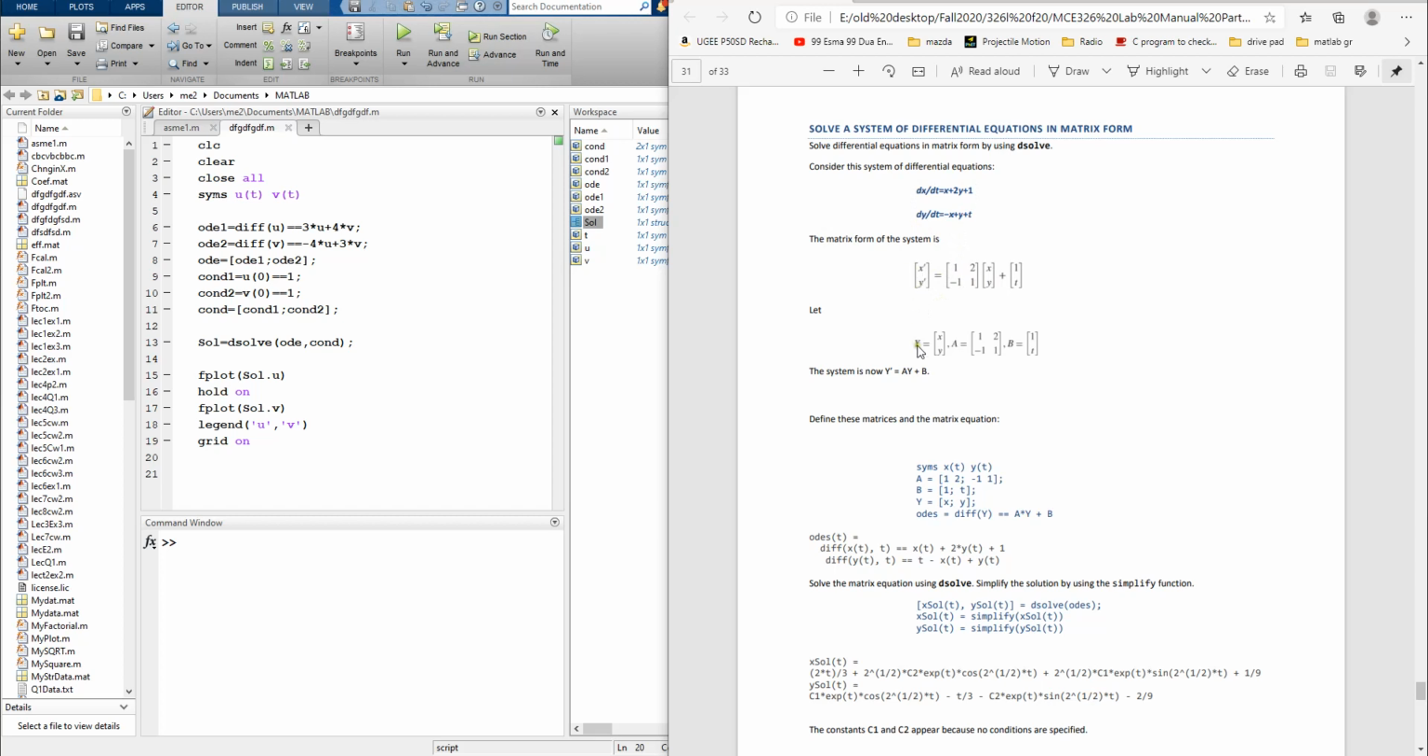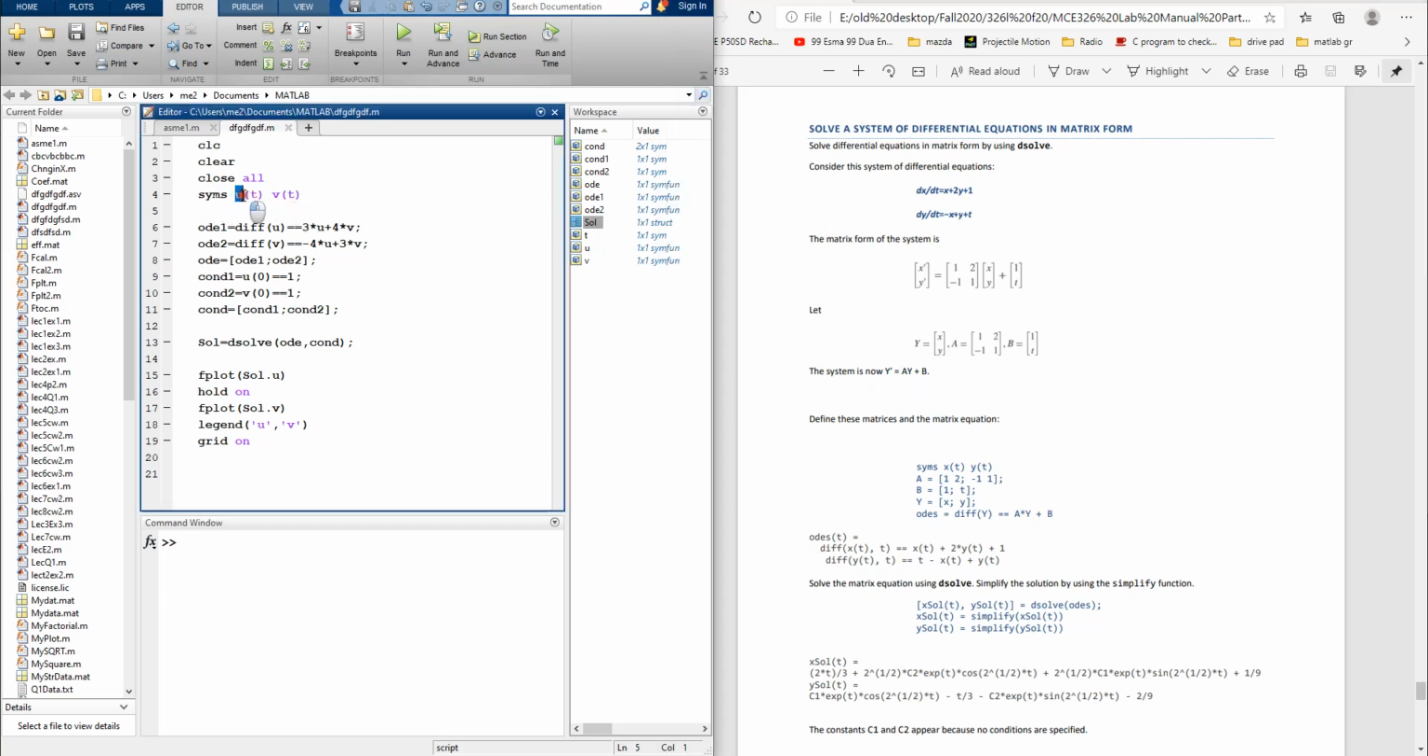Now let us say that Y capital equals the x and y vector, A capital equals this matrix, and B capital equals the constant vector 1 and t. So the equation now is Y prime equals AY plus B. Now we want to solve this equation, Y prime equals AY plus B. Before that, what we should do is write it in MATLAB.